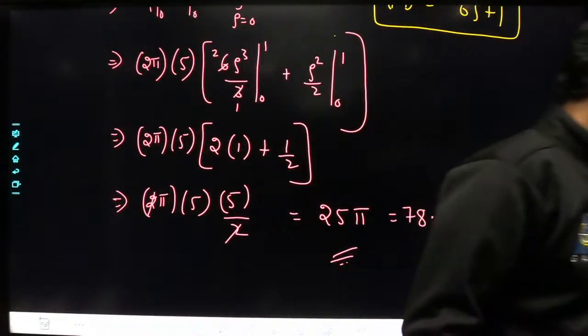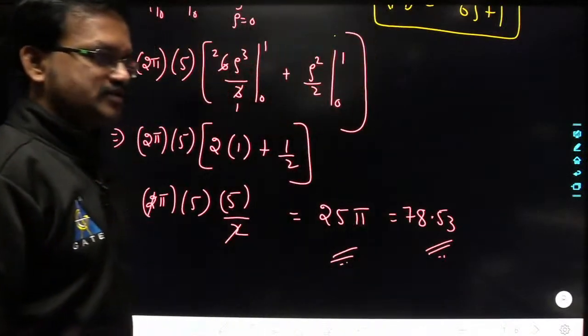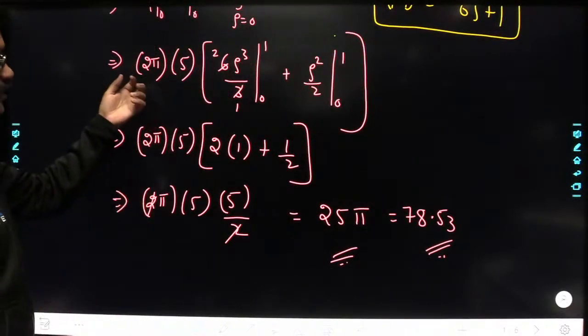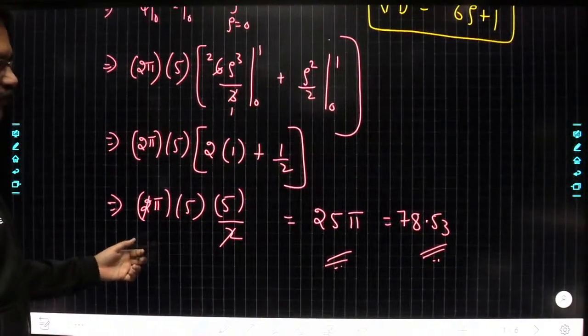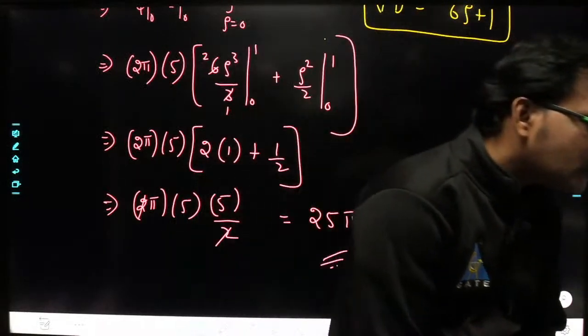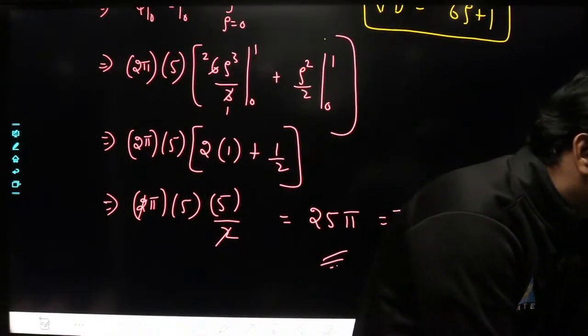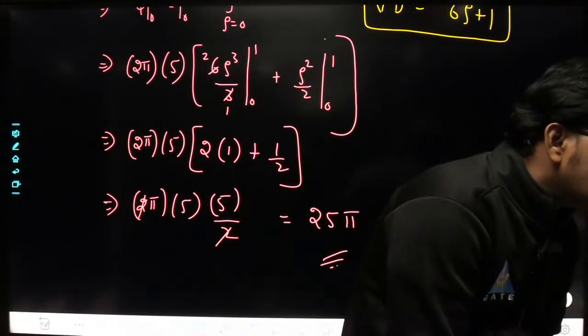Right? Yes. So everybody got this value here? 25 pi. Is this clear? Tell me here, Uday, Kiran. Datta, not clear, sir.